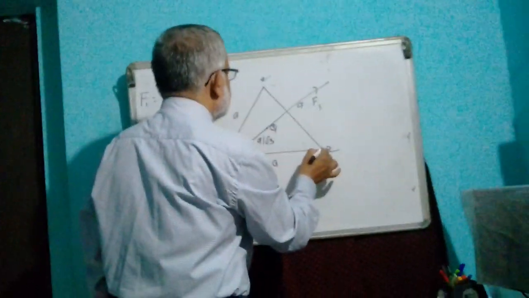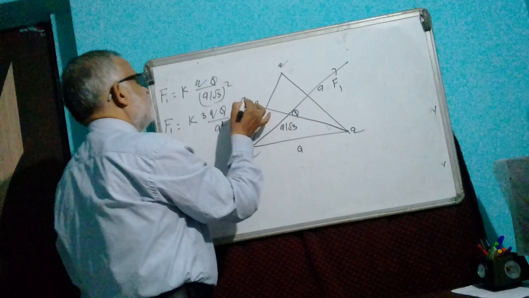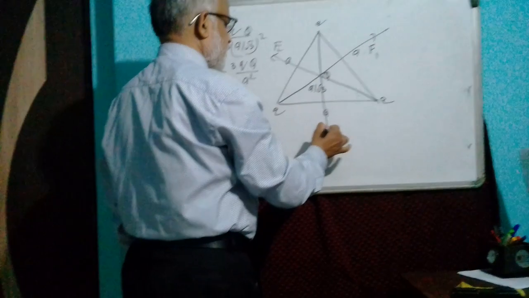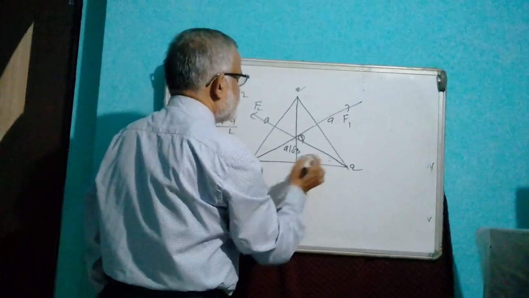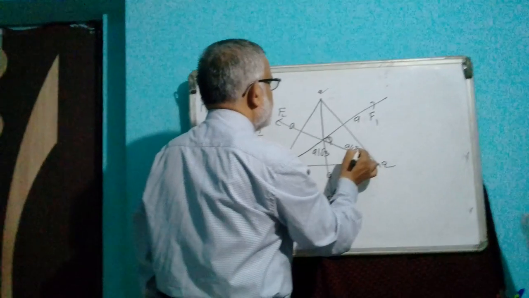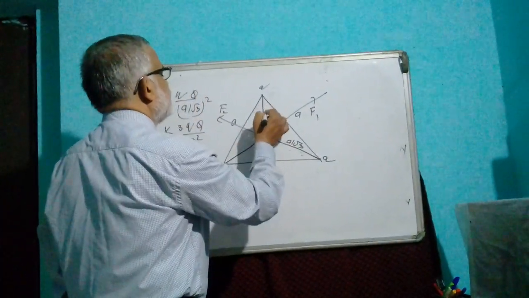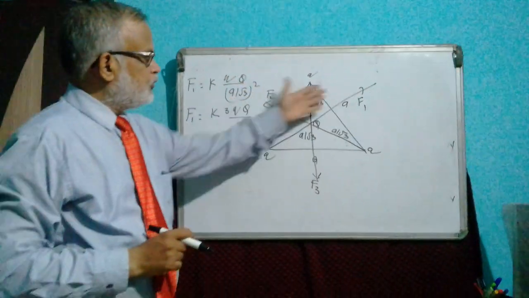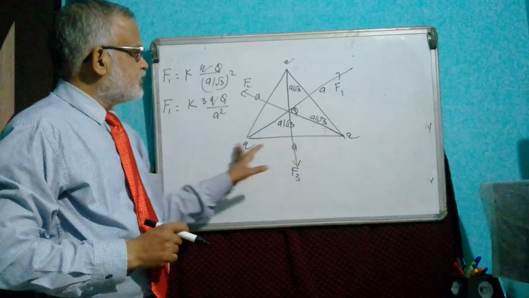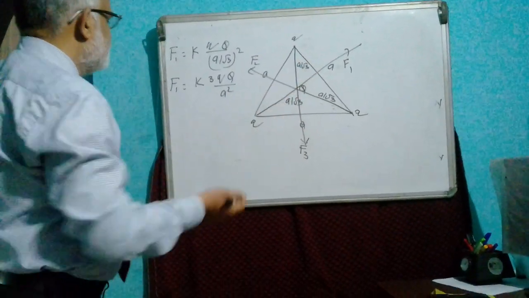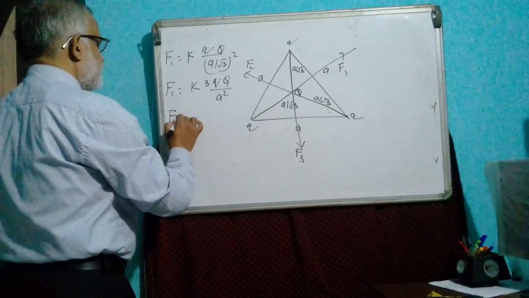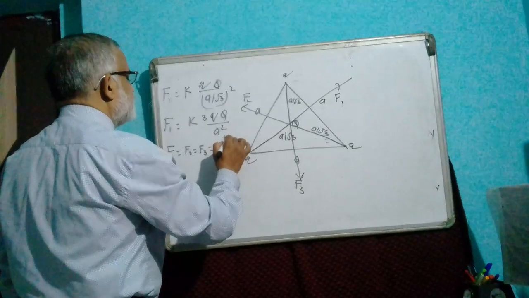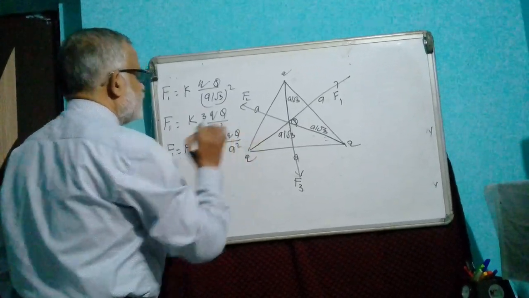Similarly, the force by this charge is F2. The force by this charge is also F3. All the distances are A by root 3. This distance is also A by root 3. Therefore, the magnitudes of the forces are equal because the amount of charge is the same and the distance is the same. Hence, F1 equals F2 equals F3 equals K 3Qq upon A square.